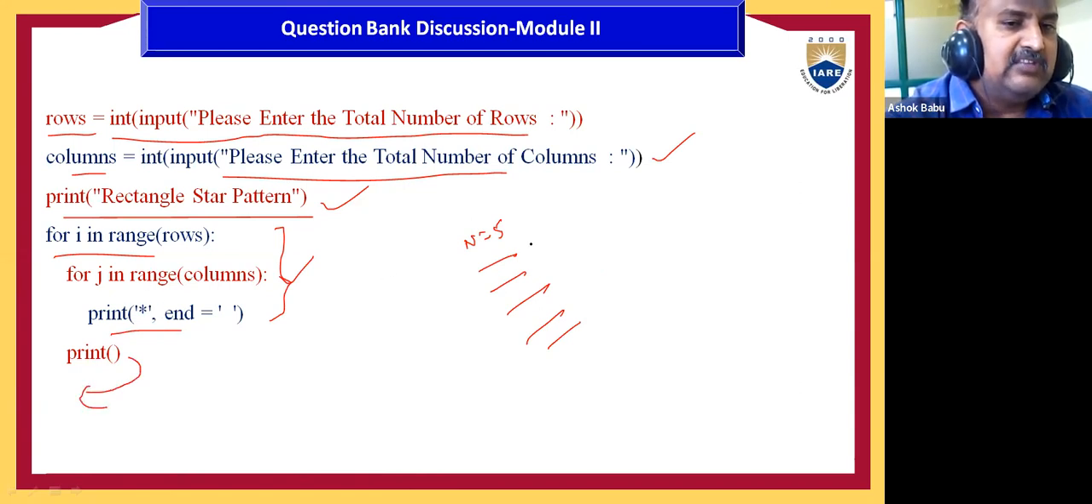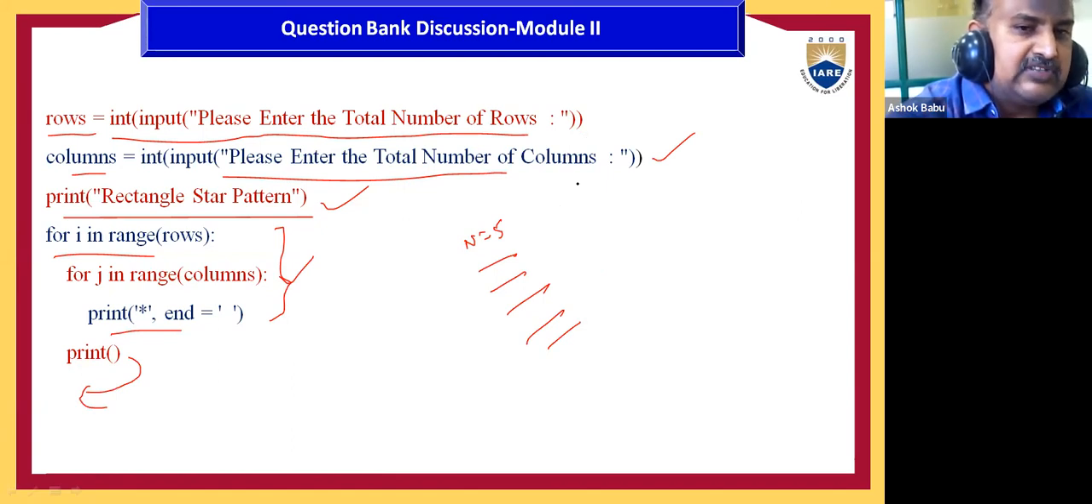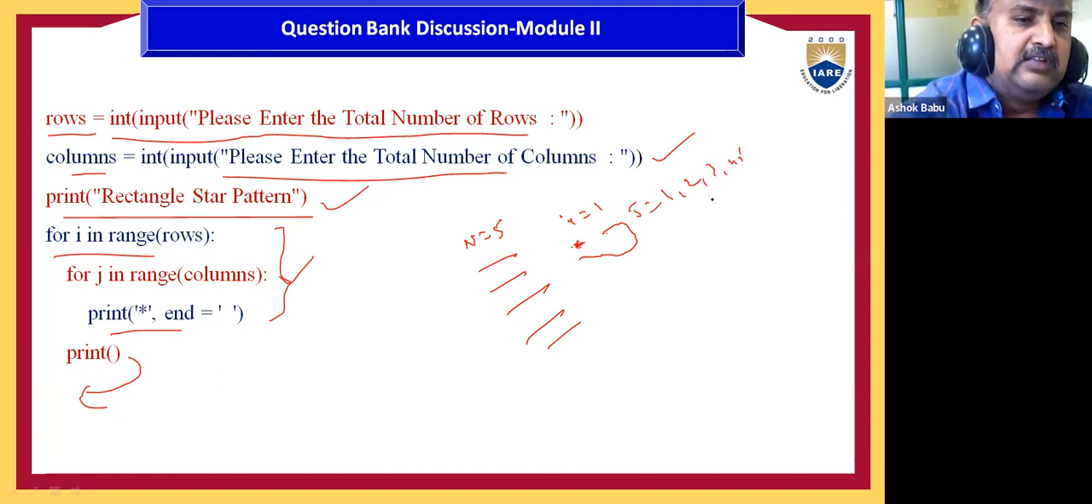So let us assume i equal to 1, which means the first row. In the first row, j is in the range of the columns. It will print the first star, then again come to the loop. Here j takes the values 1, 2, 3, 4, 5. j is incremented from 1 to 2, and when j equal to 2, it will print the next star.